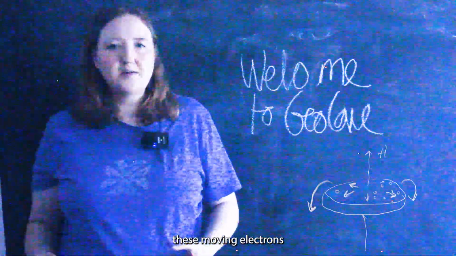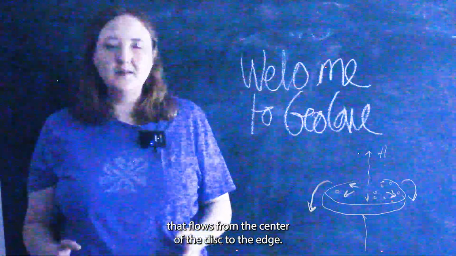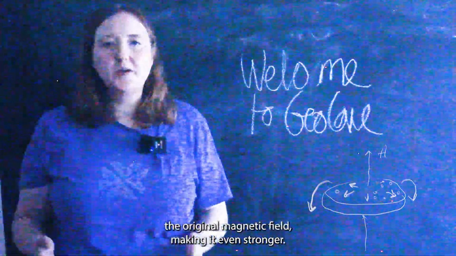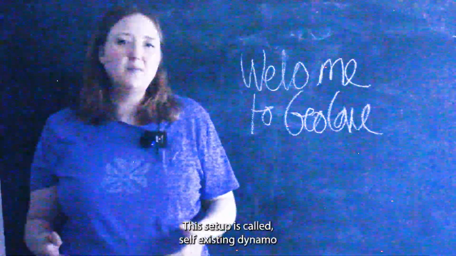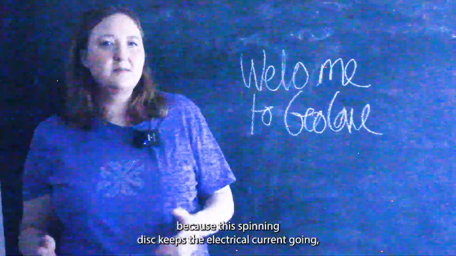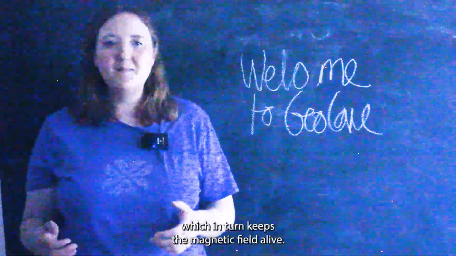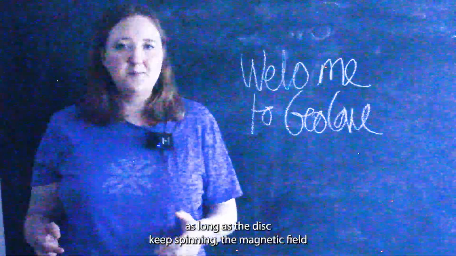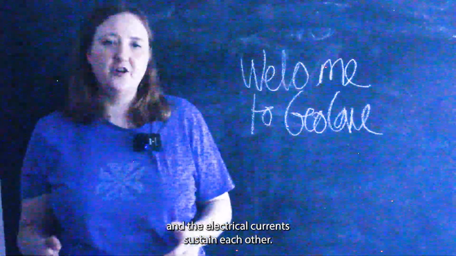These moving electrons create an electrical current that flows from the center of the disk to the edge. This current then strengthens the original magnetic field, making it even stronger. This setup is called a self-exciting dynamo because this spinning disk keeps the electrical current going, which in turn keeps the magnetic field alive. As long as the disk keeps spinning, the magnetic field and the electrical currents sustain each other.